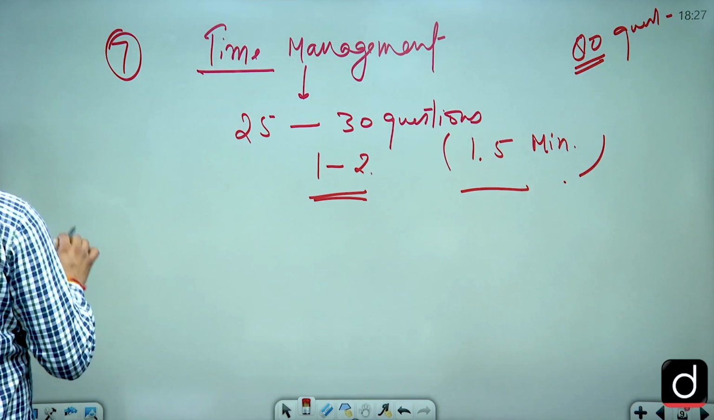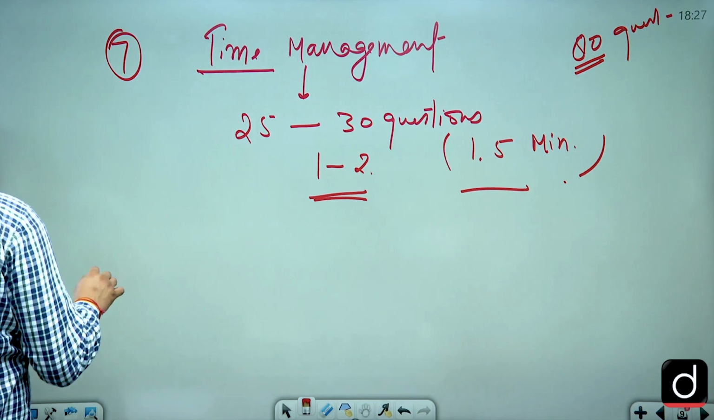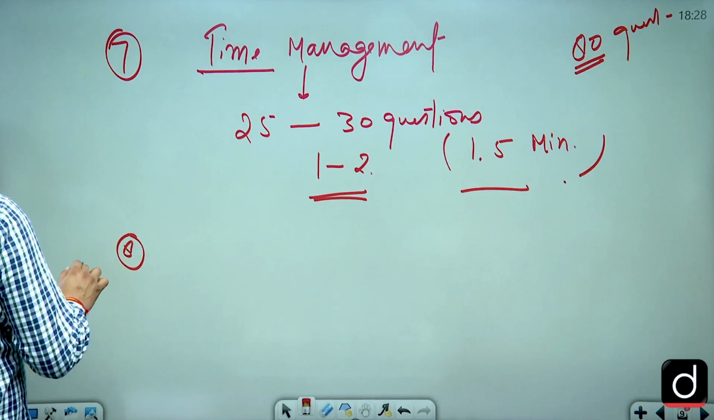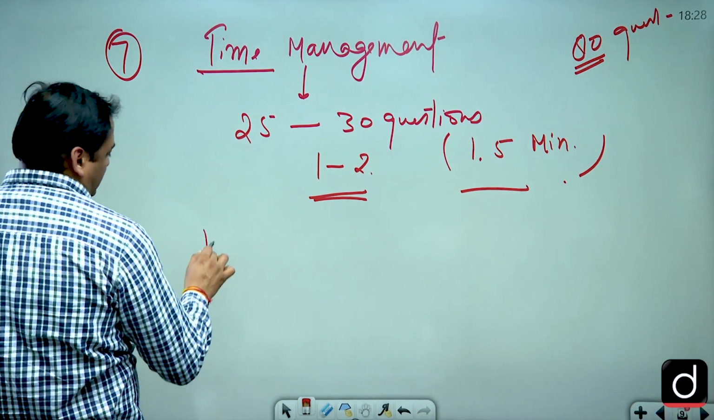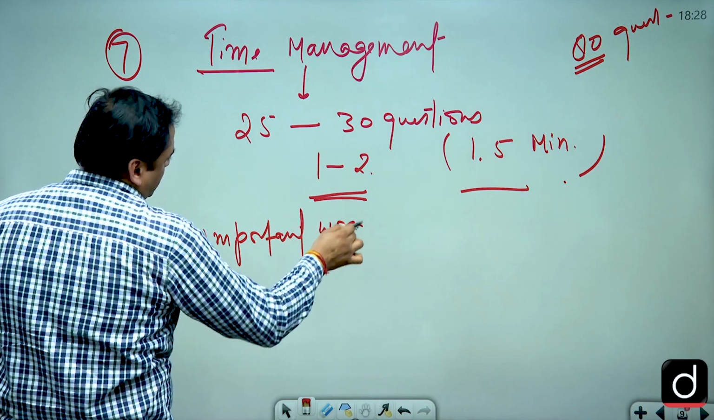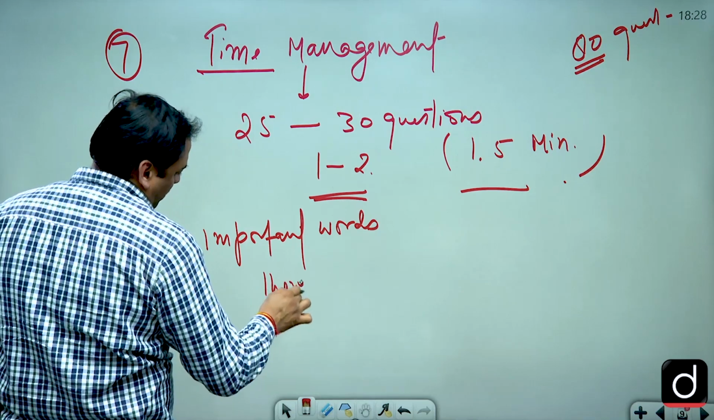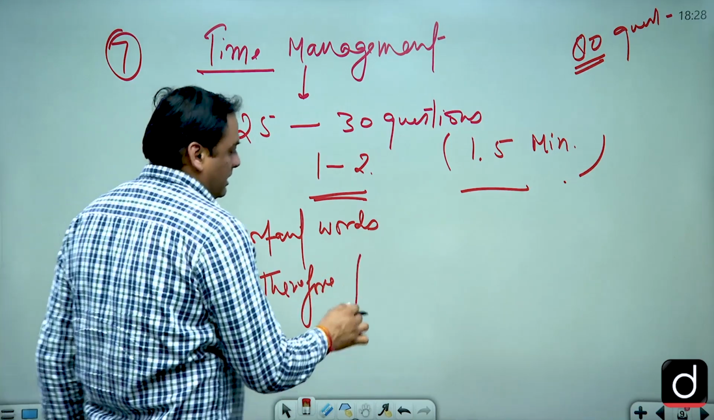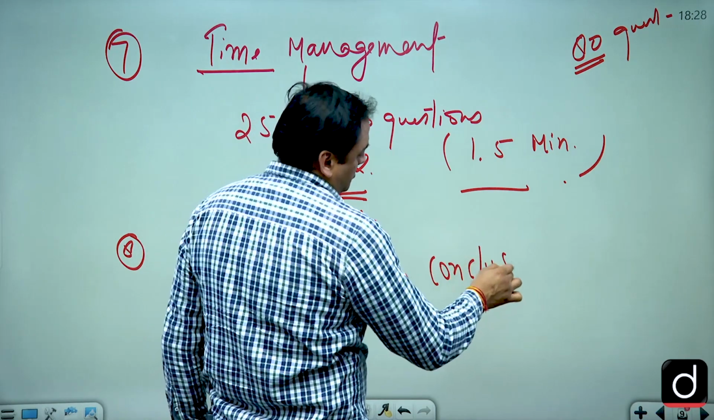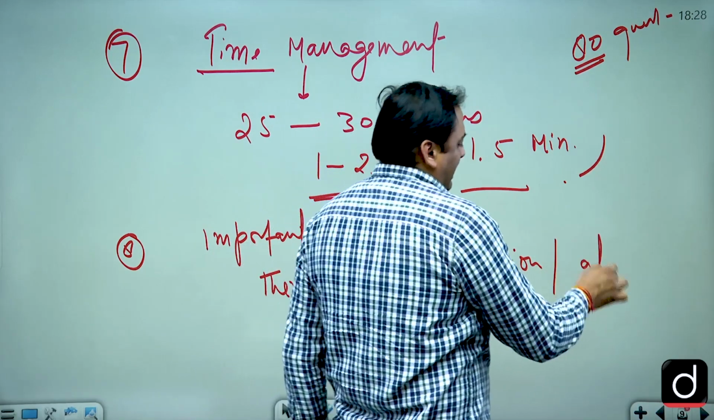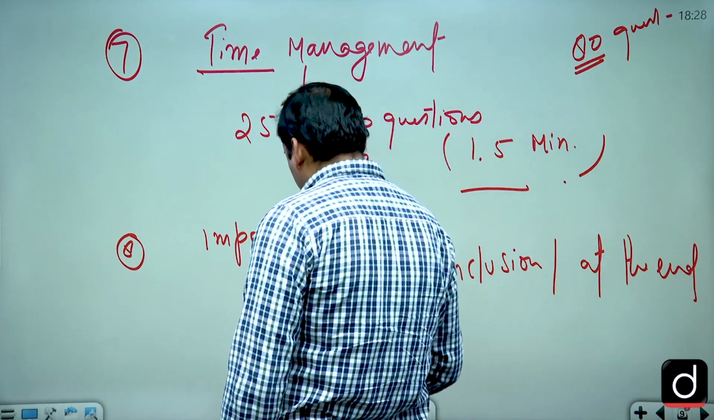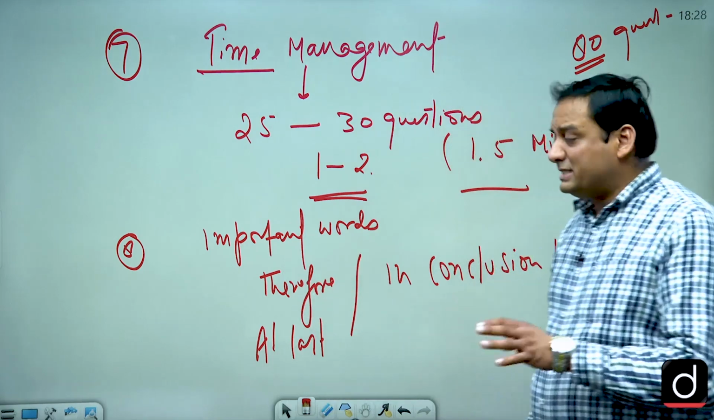Next one. This is again very important for you. That is the 8th point. Sometimes some important words like therefore, like in conclusion, like at the end, like at last. These types of important words are here.